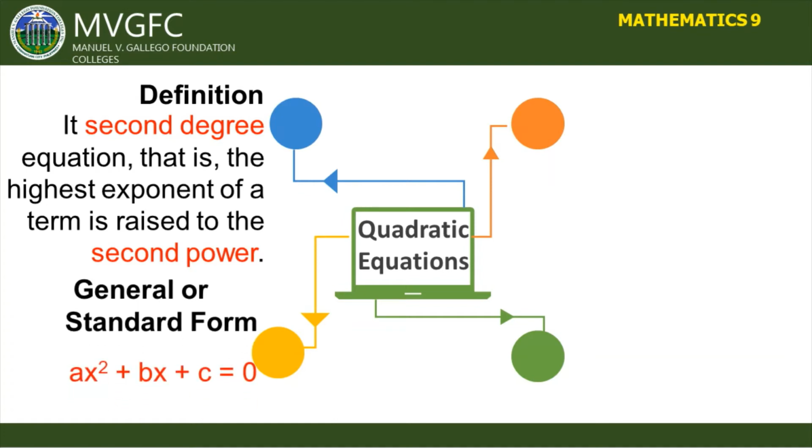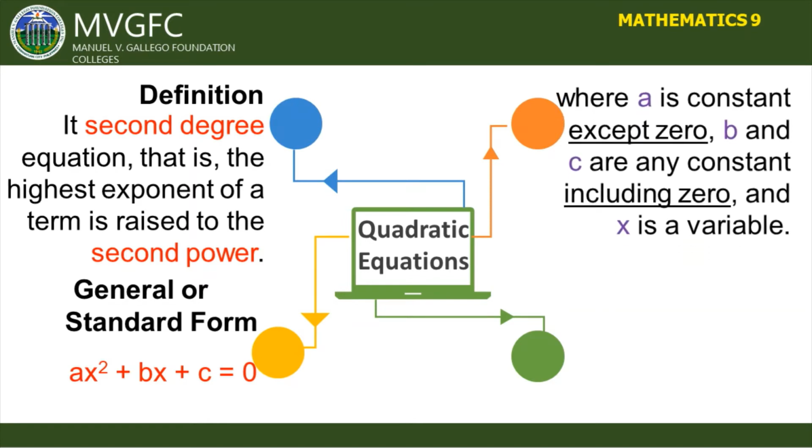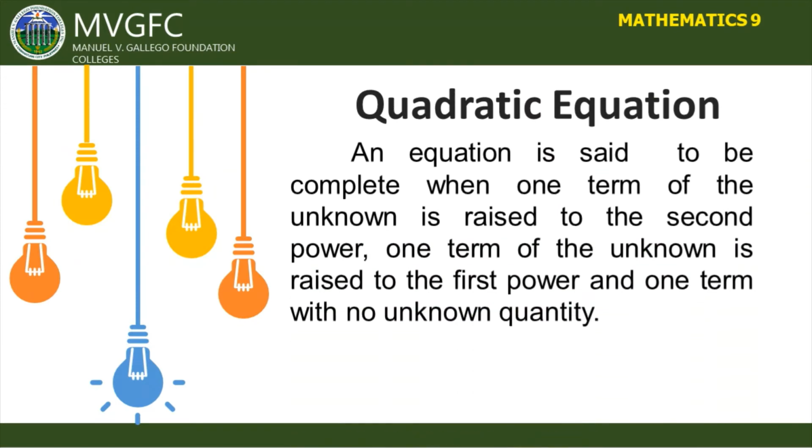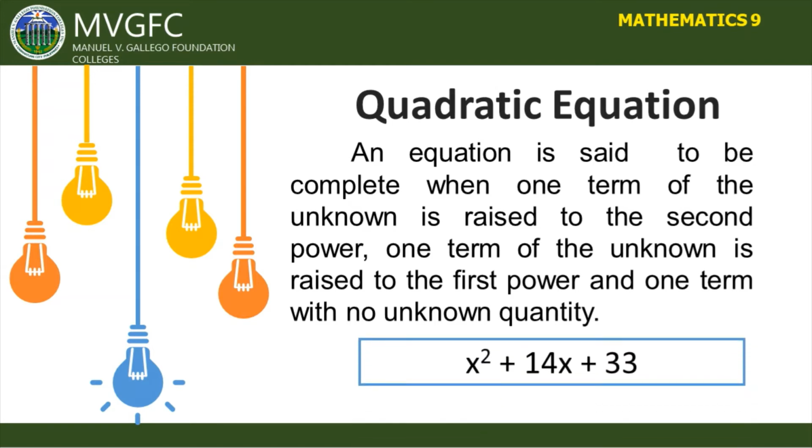The general or standard form of a quadratic equation can be expressed as ax squared plus bx plus c is equal to 0, where a is constant except for 0, b and c are any constant including 0, and x is a variable. Examples are given as follows. An equation is said to be complete when one term of the unknown is raised to the second power, one term of the unknown is raised to the first power, and one term with no unknown quantity.